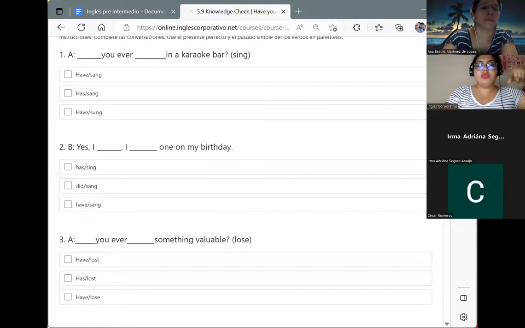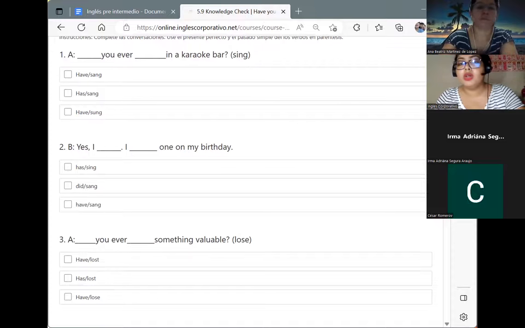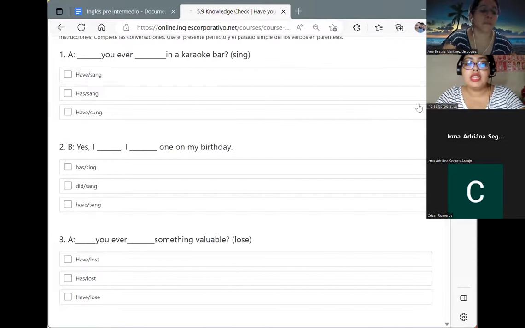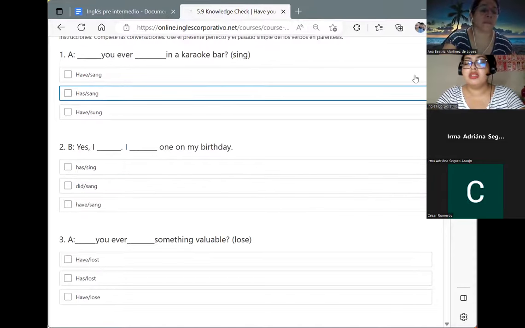Vamos a ver 1, 2 y 3 y vamos a dar un par de minutos para que ustedes los lean, los analicen, vean cuál es la opción correcta. Luego me dan la respuesta. Vamos con otros 3 hasta terminar la actividad. So you have a couple of minutes to think about the answer. Then you are going to give me the answer for these 3 situations. So let's go.